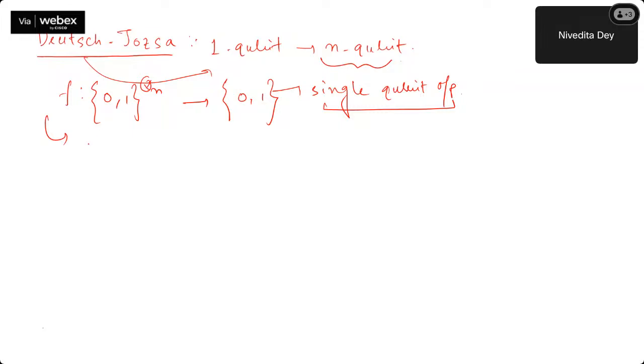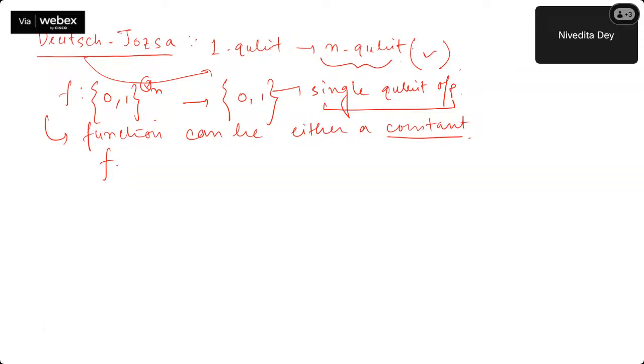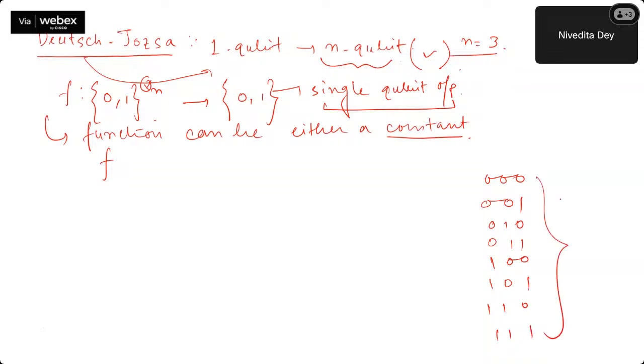So what was the problem statement? The function can be either a constant function or a balanced function. For a constant function with n qubits, the value will be the same for all inputs. So for example, for n equals 3, how many possible states will we have? 000, 001, 010, 100, 011, 101, 110, and 111. So these are all the 8 possible states for n equals 3 qubits.